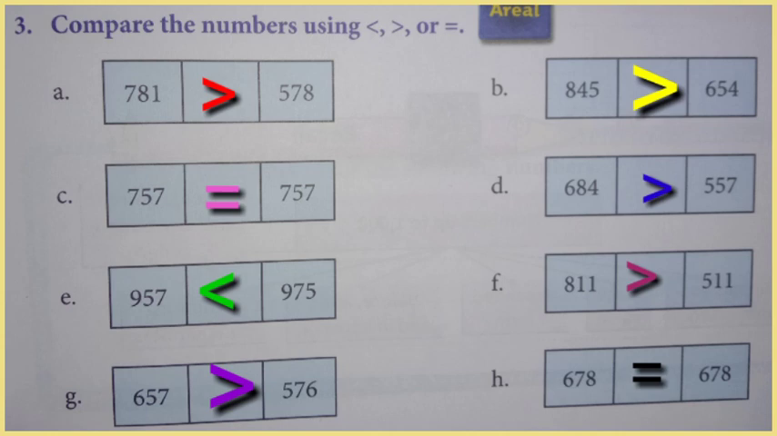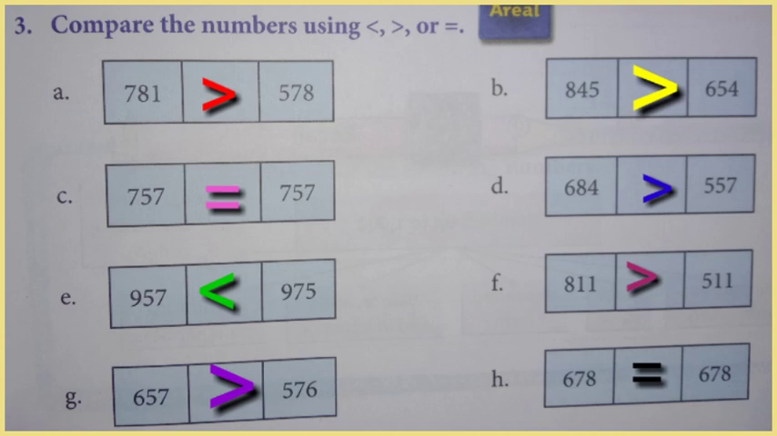Bit D, 684 and 557. Now compare the digits in hundreds place, 6 and 5. Here 6 is greater than 5. Now we'll put greater than symbol in between 684 and 557.